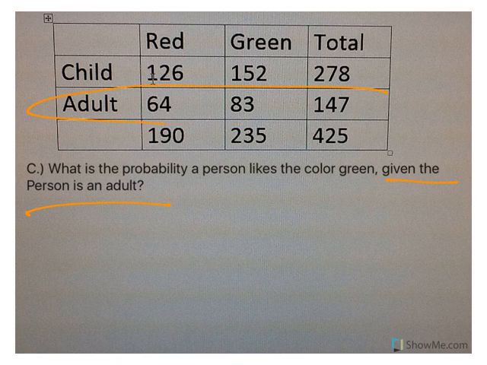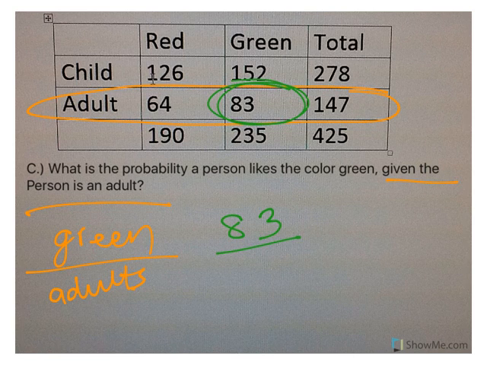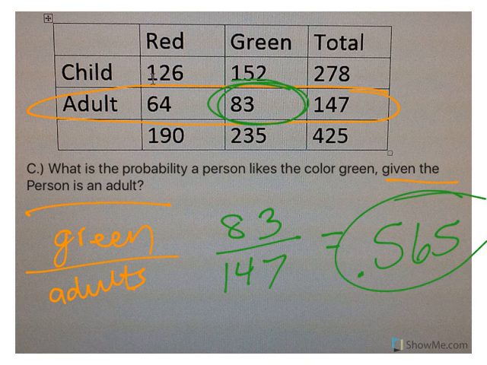So now you are only looking at the adults because it says given the person is an adult. So you have all the adults in the room. What's the probability the person likes green? So now we're talking about green over the total adults. All right, well, let's look at that. In this circled adult orange piece here, 83 of them like green. So we're going to have 83 over the total of adults, which is 147. So 83 over 147 gives us a decimal of 0.565 to the nearest thousandths.